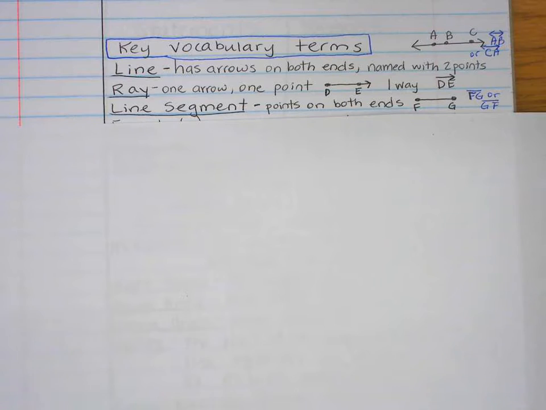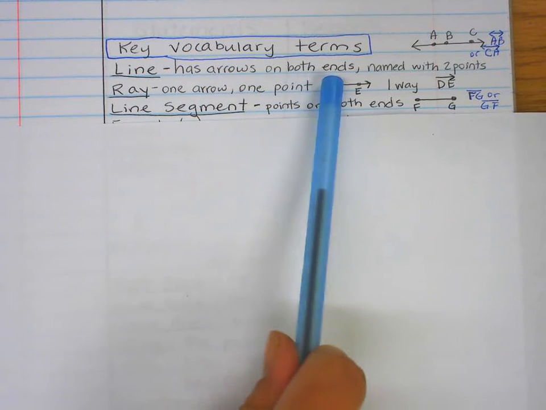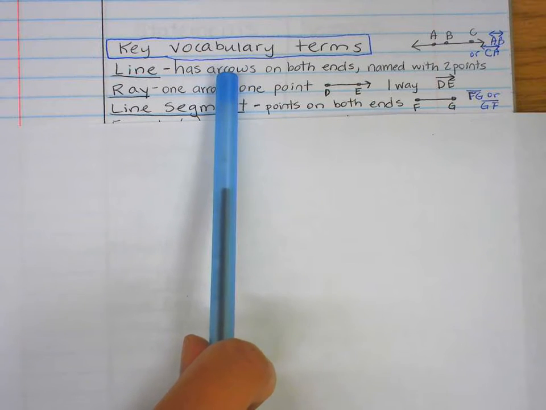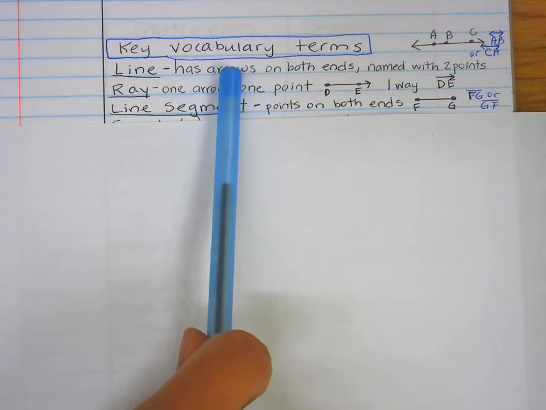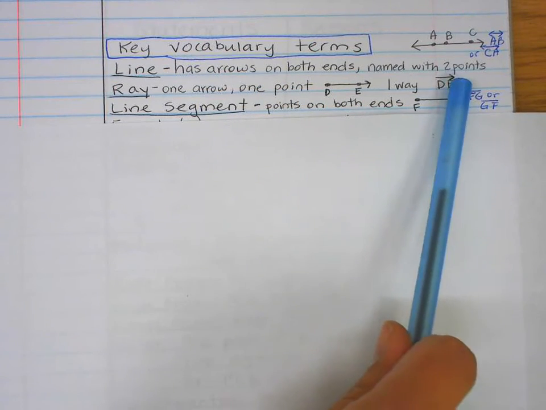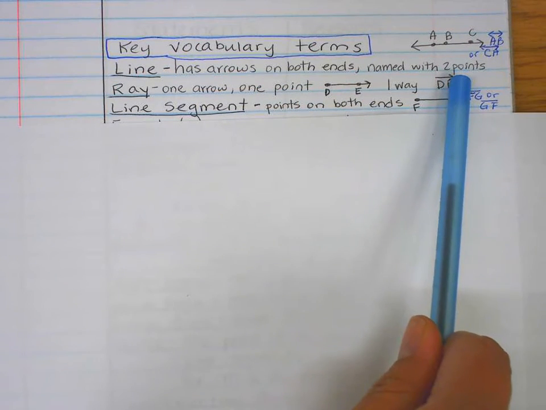Okay, so a line has arrows on both ends. Those arrows, anytime there's an arrow, it means that it keeps going forever and ever and ever in that direction. So a line has arrows on both ends. We name it with any 2 points in any order.